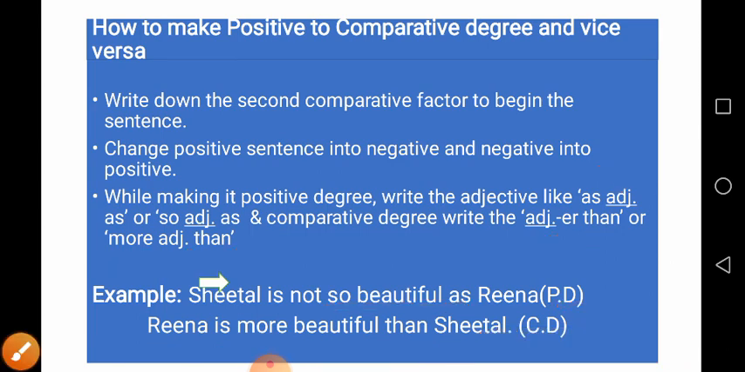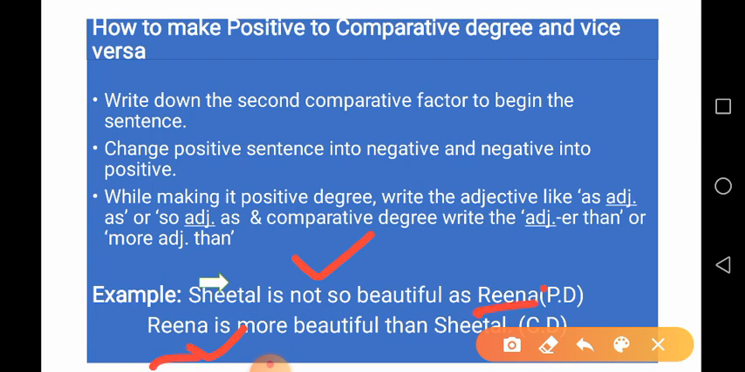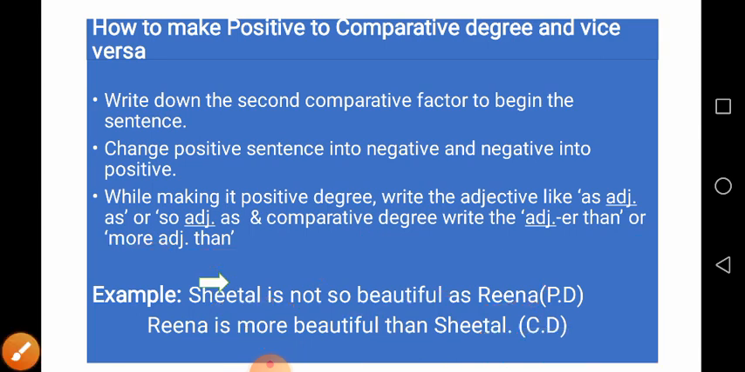So, remember, when a sentence is negative, make a positive sentence. Write the second comparative object first and the first comparative object last. And if you are making comparative, write it in the comparative format, that is adjective with er than, or more, adjective and than. And while making positive, use adjective in between so as or as. By doing such changes, we can make a positive sentence into comparative or vice versa.